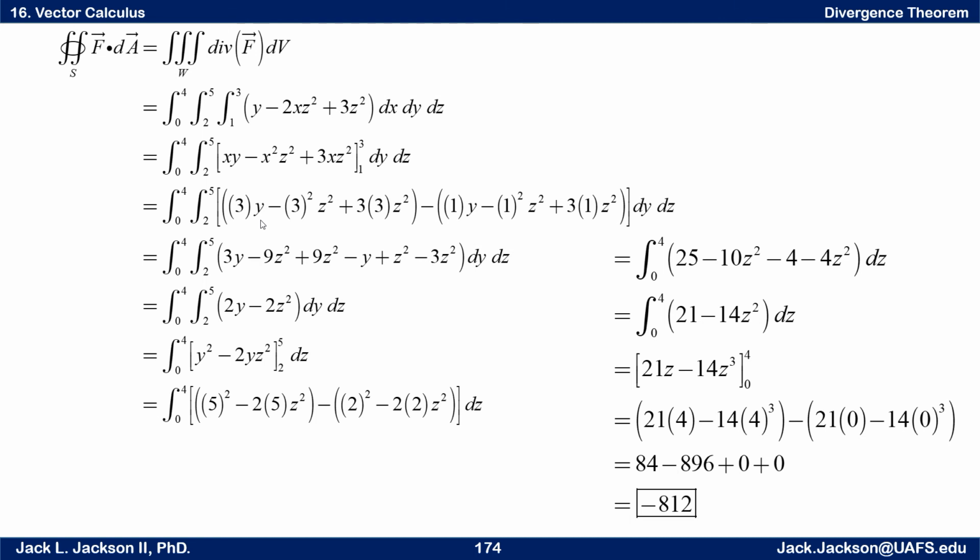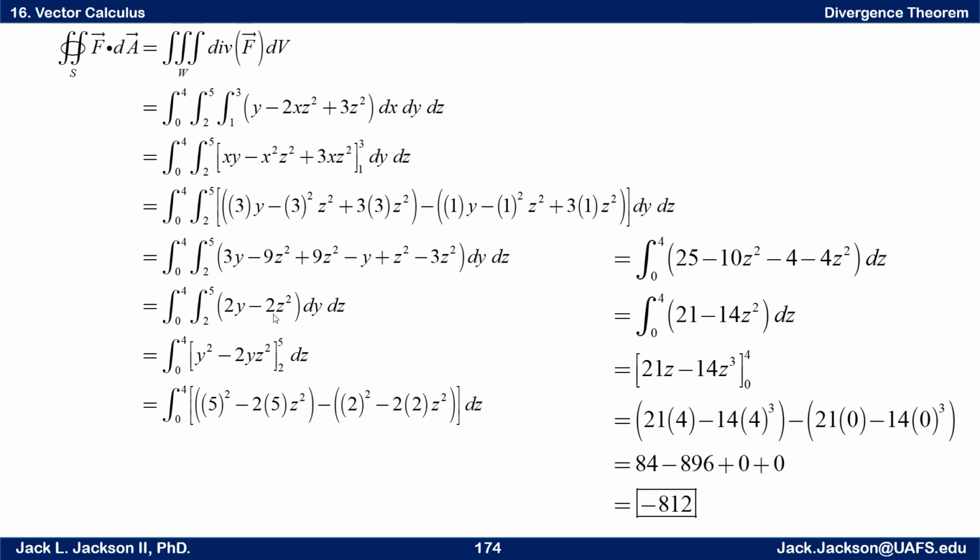Okay, so let's see, where were we? We plug that in and simplify. 3y minus 9z squared plus 9z squared minus y plus z squared minus 3z squared. Okay, combine like terms. You get 3y minus 1y is 2y. These two terms cancel out. 1z squared minus 3z squared is minus 2z squared.